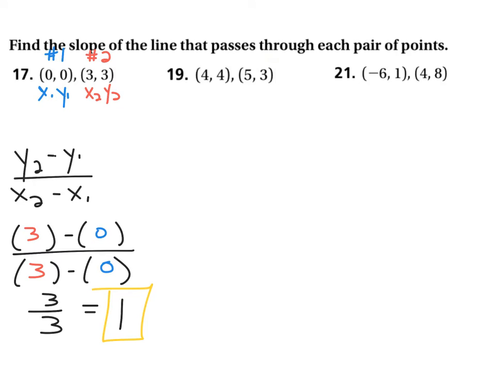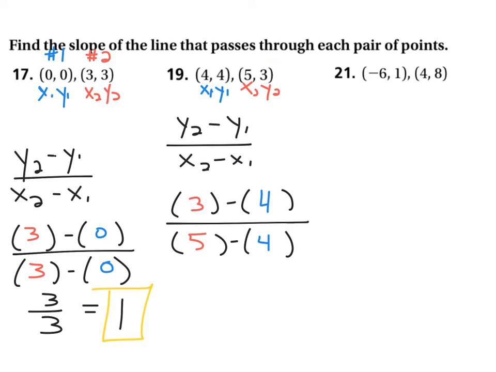I'm going to repeat the process for numbers 19 and 21. And you'll notice that in this one, I didn't write number 1 and number 2 over the points. I just wrote x1 and y1 under one point and x2 and y2 under the other point. Eventually you will realize that we don't need to put number 1 and number 2. We just need to make sure that we know which one is x1 and y1 and which one is x2 and y2.